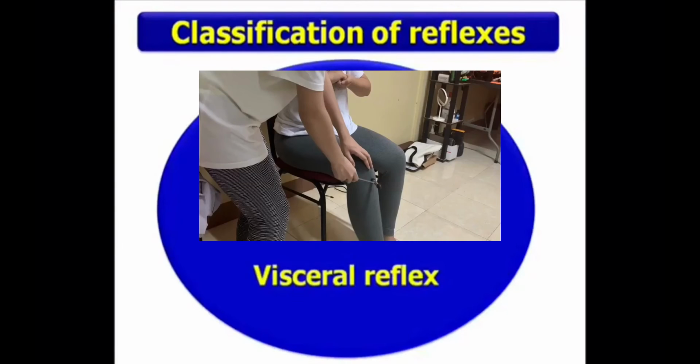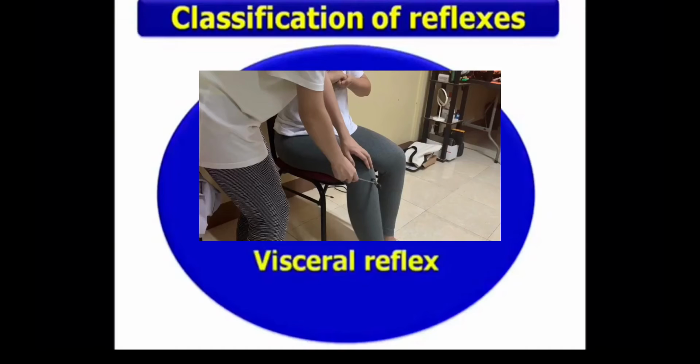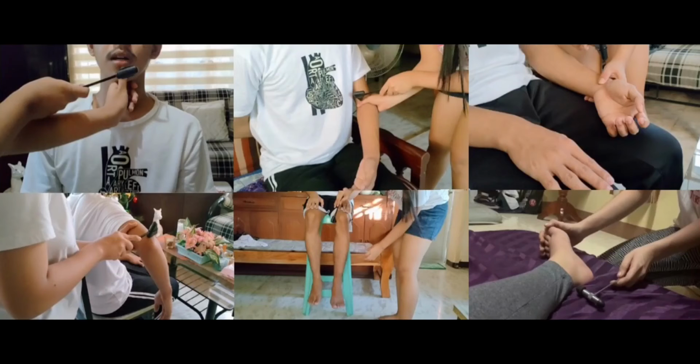Lastly, the visceral reflex. It's a reflex mediated by autonomic nerves and initiated in the viscera. Visceral reflexes involve a glandular or non-skeletal muscular response carried out in internal organs such as the heart, blood vessels, or structures of the GI tract. They utilize neurons of the autonomic nervous system to elicit their actions.